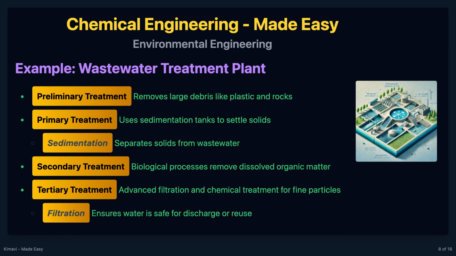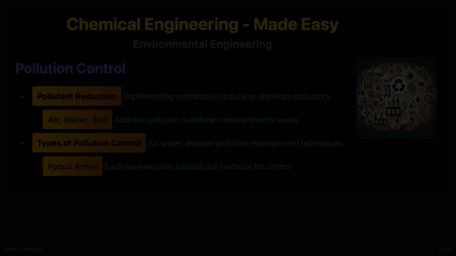A typical wastewater treatment plant involves multiple stages: preliminary treatment to remove large debris, primary treatment using sedimentation tanks, secondary treatment with biological processes, and tertiary treatment with advanced filtration and chemical treatment to remove remaining contaminants.